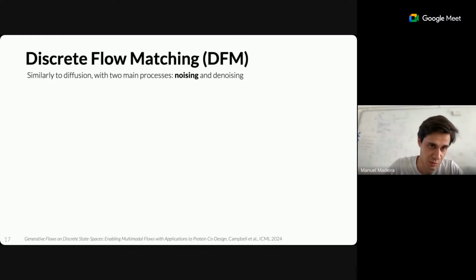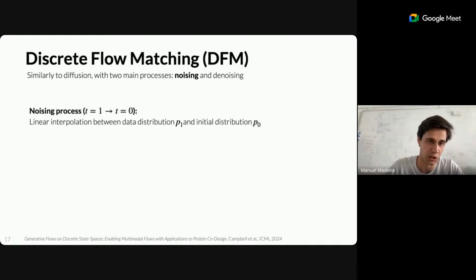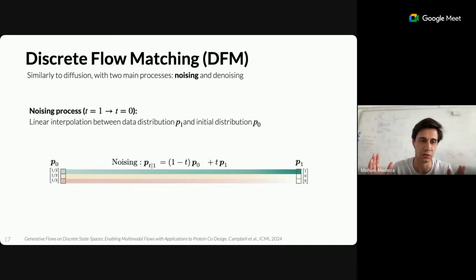And this formulation is based upon two main processes. First, the noising process, which in this case, we will set to run from t=1 to t=0. So at t=1, we have fully clean data, and at t=0, we have fully noisy data. And the noising process will consist of a linear interpolation between these two distributions.